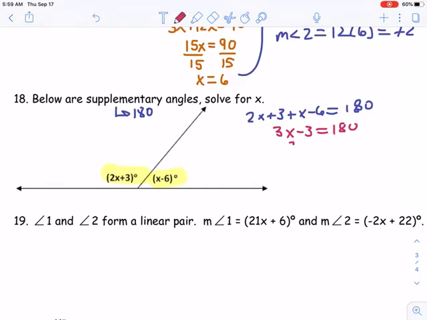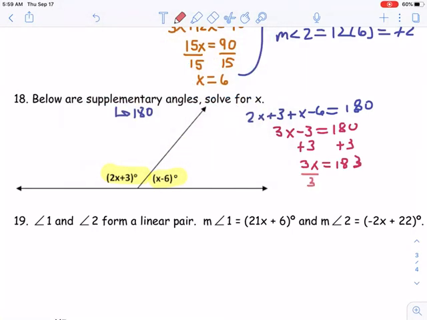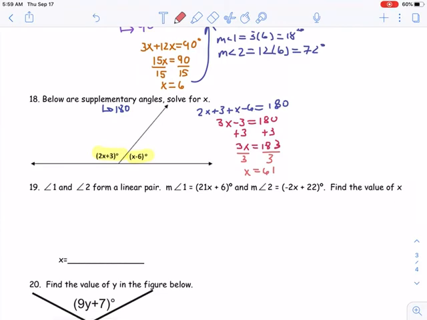So how do I undo subtraction? Addition. 3x equals 183. X equals 61. Alright, so supplementary 180. This happened to be adjacent. Little fun fact, this was also a linear pair. And we have a linear pair problem down here.